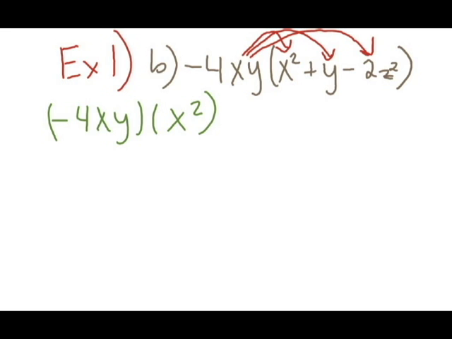Multiply the numbers. Negative 4 times invisible 1, which will be negative 4. Our x's, we have x and x squared. Remember, we add those exponents. That will get us x to the third. Because we have invisible 1 here, 1 plus 2 is 3. And the y, because there is no y in the second parentheses, we bring our y down. Now at this point, you should see how we're multiplying and not have to write it out like we were writing it out in this step.